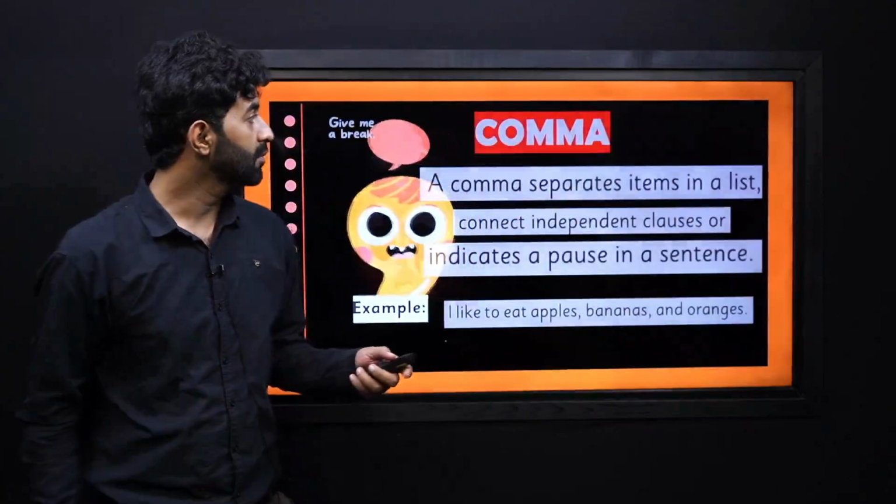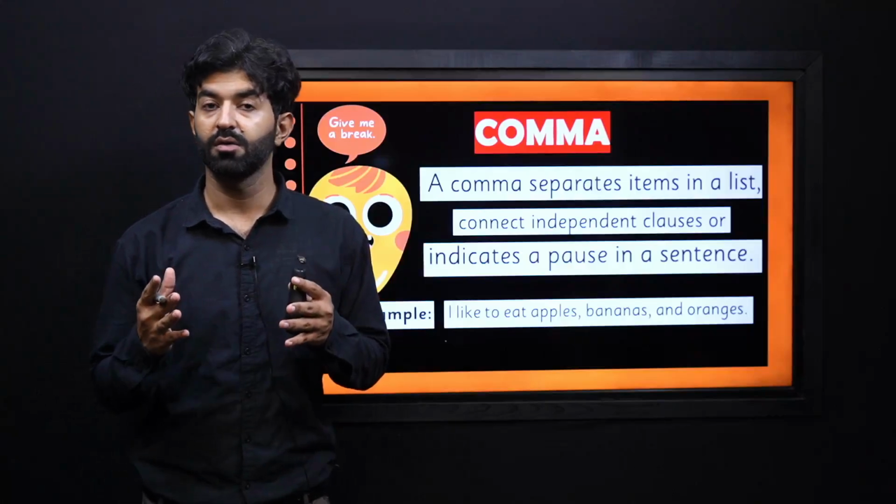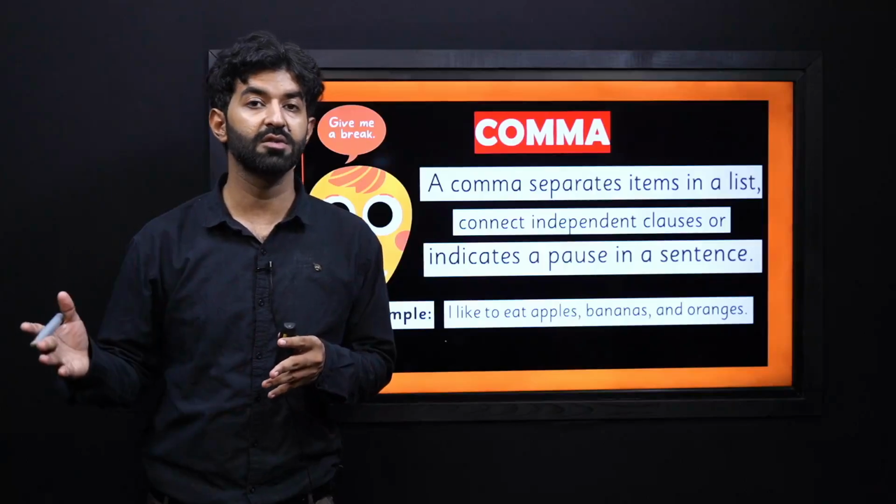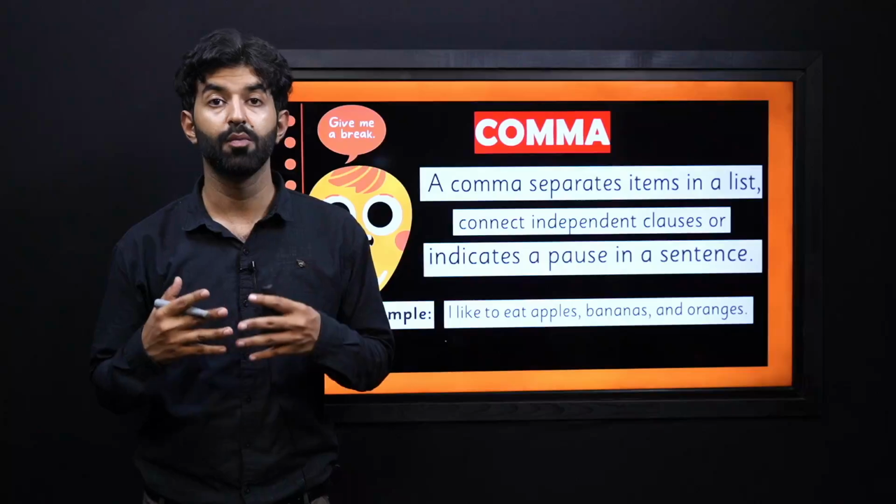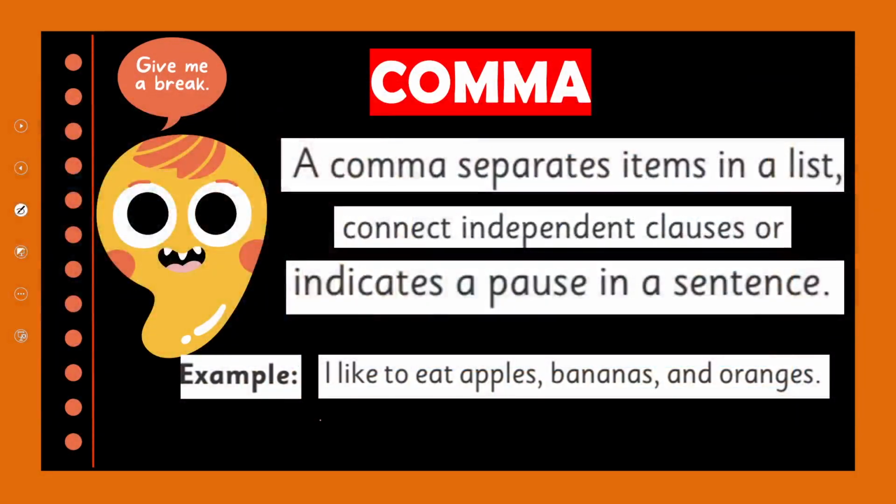Now, let's talk about commas. Just like full stops, commas are also about taking breaks, but within sentences. Let's see. A comma separates items in a list, connects independent clauses, or indicates a pause in a sentence. So a comma can be used to separate items when there is more than one item mentioned in a list. You can connect two independent clauses together with a comma or indicate a pause in a sentence. So these are the three different purposes of using a comma.